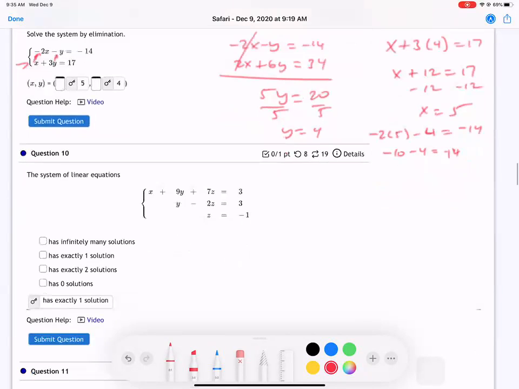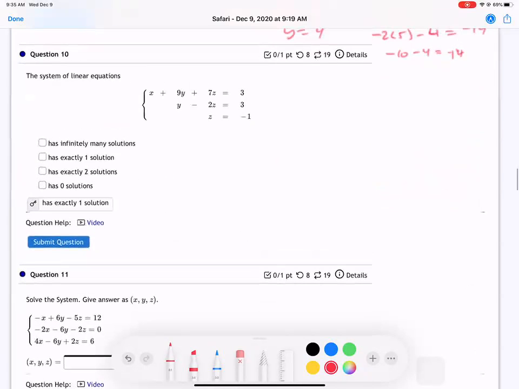The last one I made it pretty easy. If z is negative 1, okay, then I can plug it into my z here. Then we can find y, and then we can plug z and y to find x. So this idea, we're working backwards. So if I plug z in, it's going to be y minus 2 times negative 1, because z is negative 1, right? Equals 3.